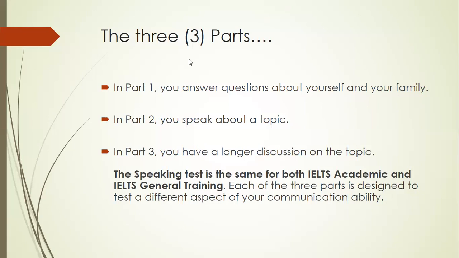The 3 parts. Part 1, you answer questions about yourself and your family. Part 2, about a topic. In part 3, you have a longer discussion on the topic. The speaking test is the same for both IELTS academic and IELTS general training. Each of the 3 parts is designed to test a different aspect of your communication ability.